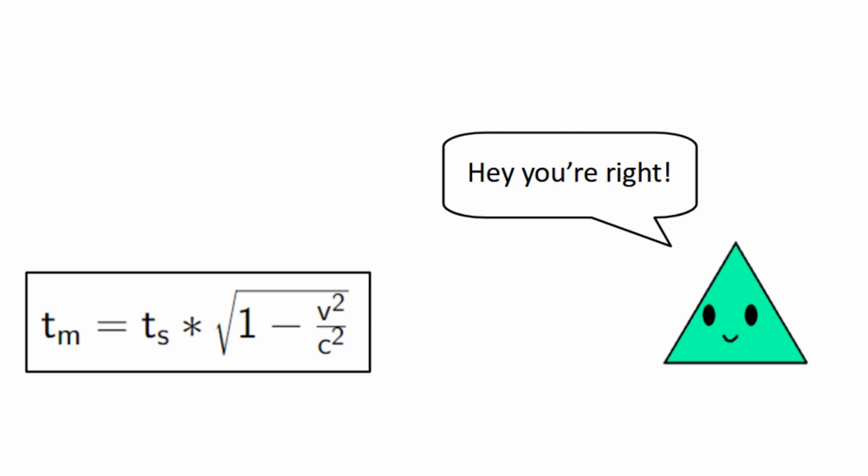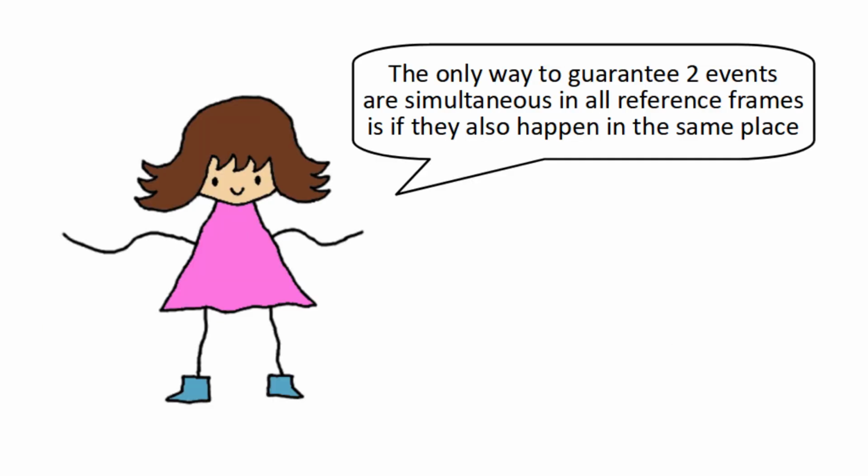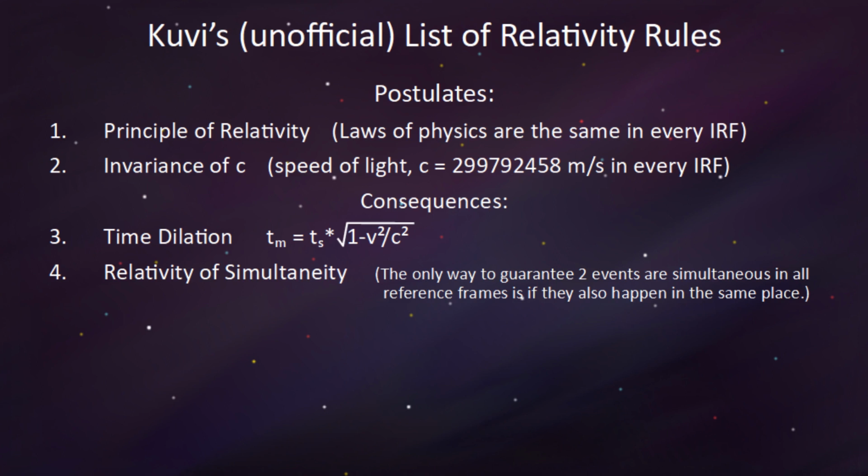Relativity of simultaneity is one of the weirdest parts of relativity, and it can be hard to wrap your mind around, but something I find extremely helpful is the following sentence: the only way to guarantee two events are simultaneous in all reference frames is if they also happen in the same place. And with that, we'll add it to the list of rules as number 4.